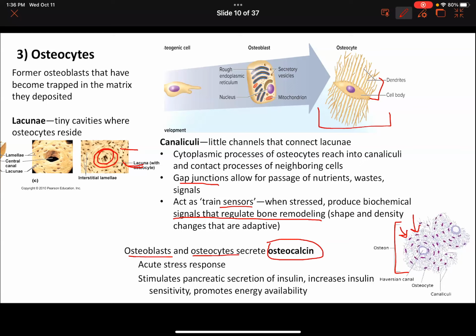It also puts the body on alert to insulin sensitivity, and this allows insulin to break down glucose. And that breakdown of glucose is going to give us overall more energy and promotes the availability of energy, or just that plain sugar, so that you can produce more ATP. So in this case, these cells are acting almost as a hormone to secrete osteocalcin.